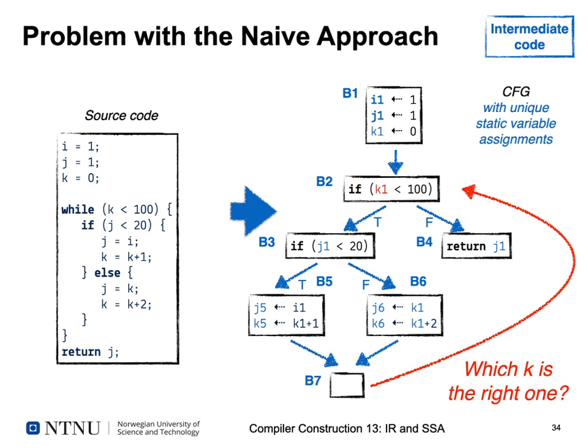So we have to decide which k is the right one. Is it k1 from up here? Or is it maybe k5 from here? Or k6 from the right-hand side?